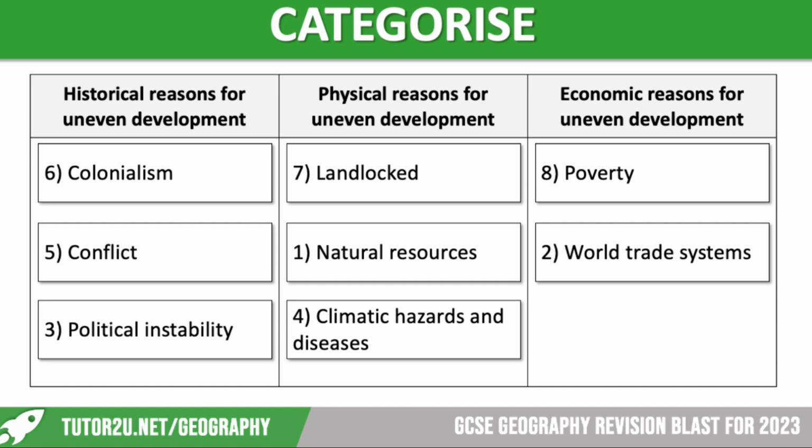And then in our economic reasons for uneven development, we have got poverty. And then we've got world trade system. So the idea is sort of unfair trade and countries being taken advantage of. So well done if you got those in the correct column.